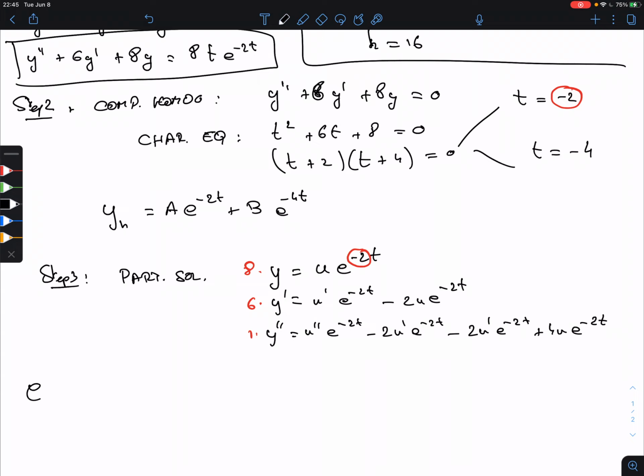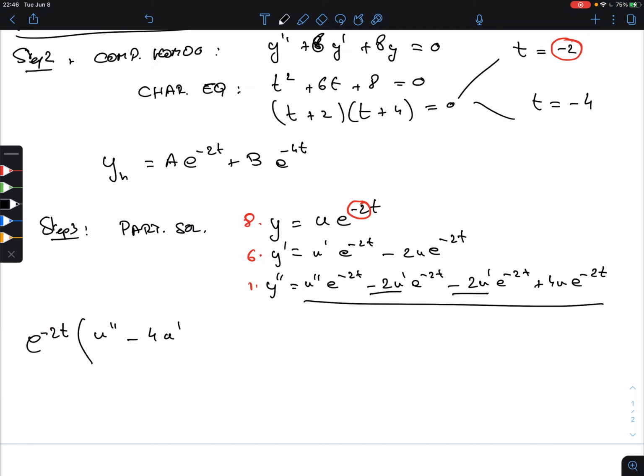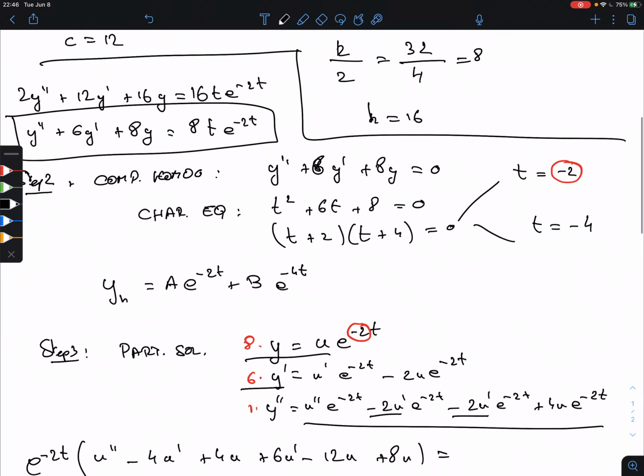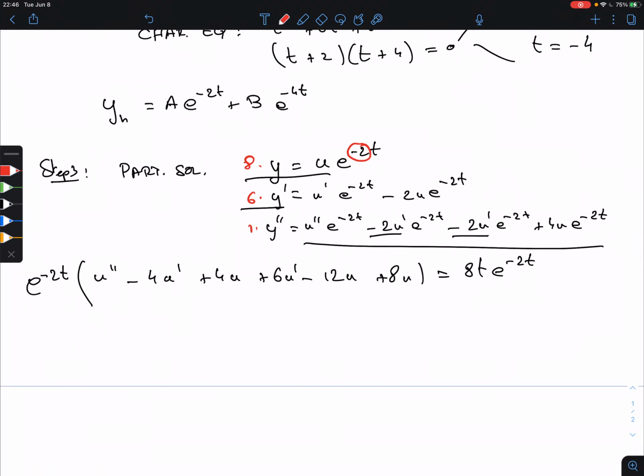Okay, we know that we can factor out e to the minus 2t. That's one of the reasons we do this. So what we have then, let's look at this one. u double prime, you have a minus 2u prime, minus 2u prime, so it becomes minus 4u prime, and then plus 4u. Now we have to do 6 times this guy, so there's plus 6u prime minus 12u, and then here plus 8u. And that is equal to the other side, be careful, it's this one, 8t e to the minus 2t. Good. So the first most important thing is, of course, that the exponentials cancel.